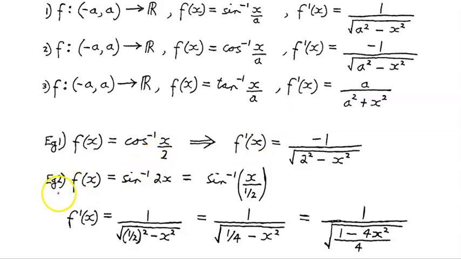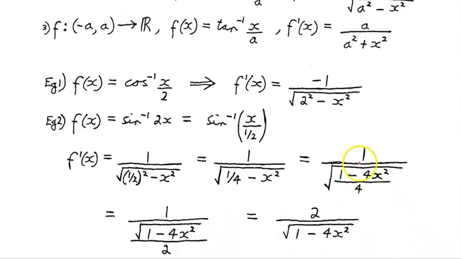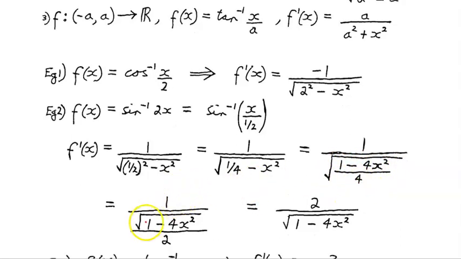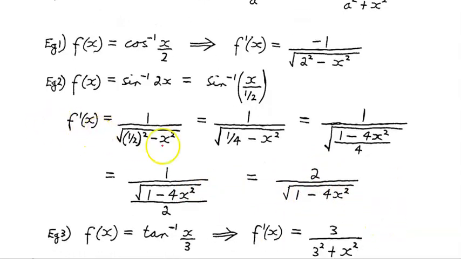Okay. f of x is inverse sine 2x. Okay, equals inverse sine x on a half. So a is a half in this case, then f prime of x is 1 over the square root of a half squared minus x squared, which is 1 on 4 minus x squared. Bit of algebra, you could tidy it all up. 1 over the square root of 1 minus 4x squared over 4, common denominator. Same thing here, so we end up with 2 over the square root of 1 minus 4x squared. Okay, that's f prime of x.